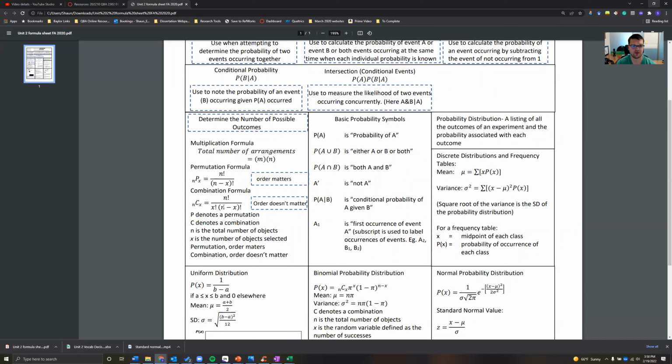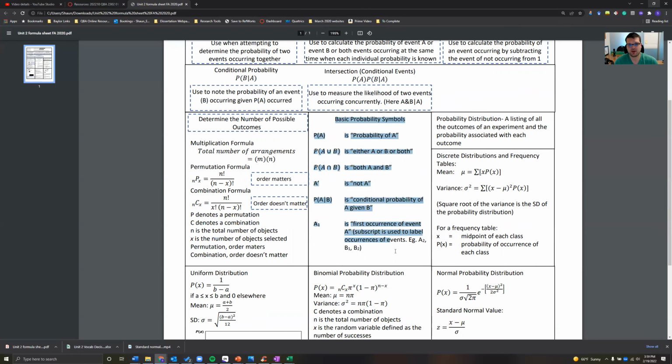But the multiplication formula is just right there: the set number of ways to do one thing multiplied by the number of ways to do another thing. You multiply them together, and it gives you the total number of possible ways that you can have two different things together. Permutation: order matters. Combination: order does not matter.